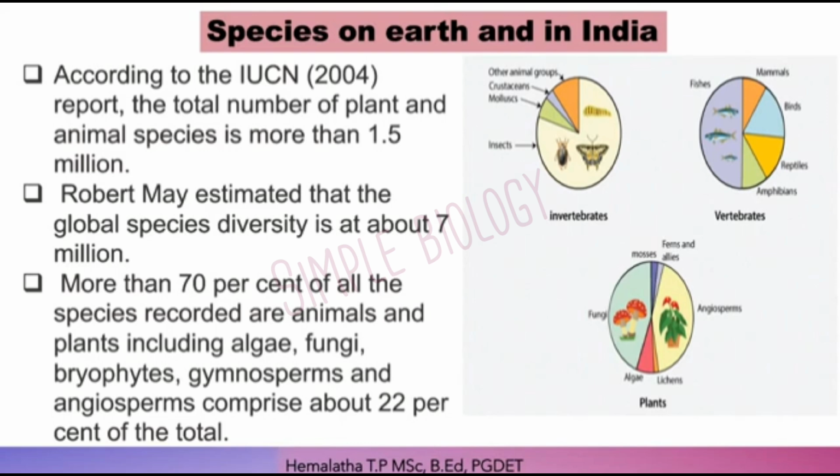So in that estimation, Robert May gave that it may be around 7 million. More than 70% of all the species recorded are animals and plants, including algae, fungi, bryophytes, gymnosperms, angiosperms, comprising about 22% of the total. So whatever they have found or named till now, only a few of the organisms are recorded as of now.